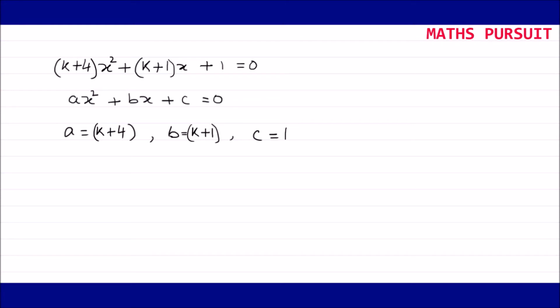Now the question is telling us that this quadratic equation has equal roots. Guys, as per this question, this quadratic equation is having equal roots. So now guys, when a quadratic equation has equal roots, the discriminant will be 0. That means I can write the discriminant of this equation is 0.